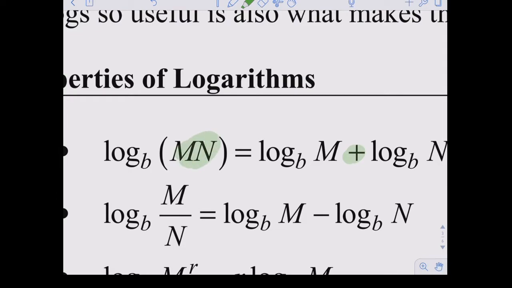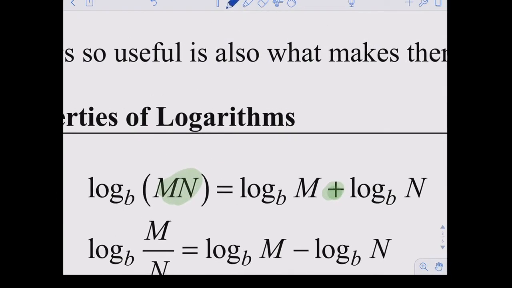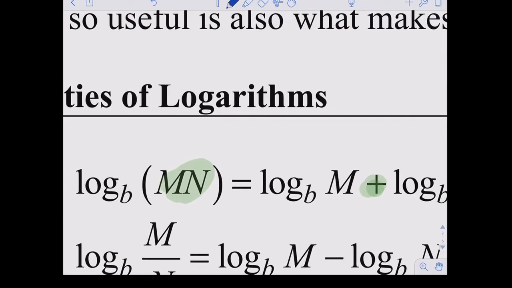So that's what we're doing here. We're turning multiplication into addition. The log of a product is the sum of the logs. And it comes from the exponential rule. If you have a to the x times a to the y, and you are multiplying, what do you do with your exponents? You add them, right? And remember, the log is the exponent, so it makes sense now. A multiplicative process turns into an additive process.